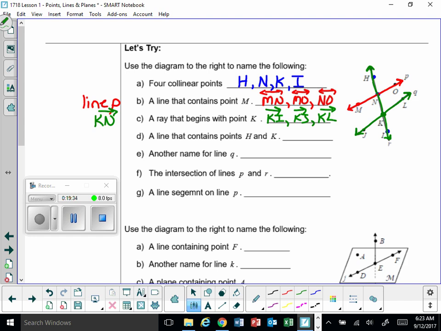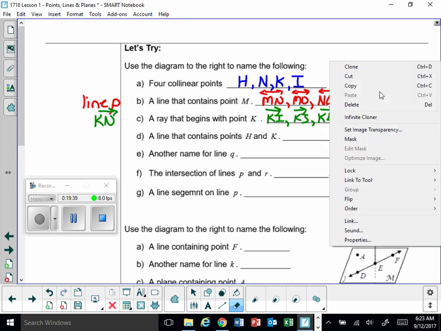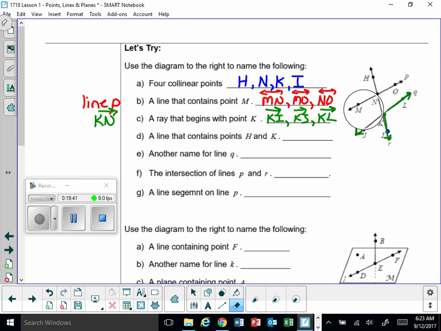Oh my, I've made quite a mess of my diagram. I'm going to erase it real quick. Oops. Why didn't I get the eraser? There we go.